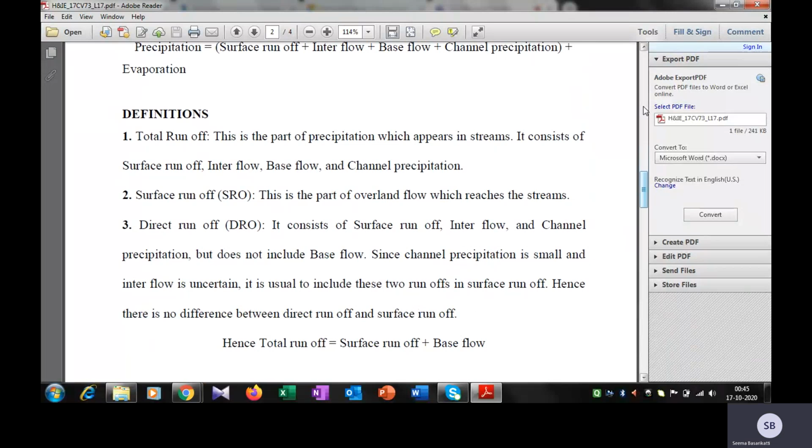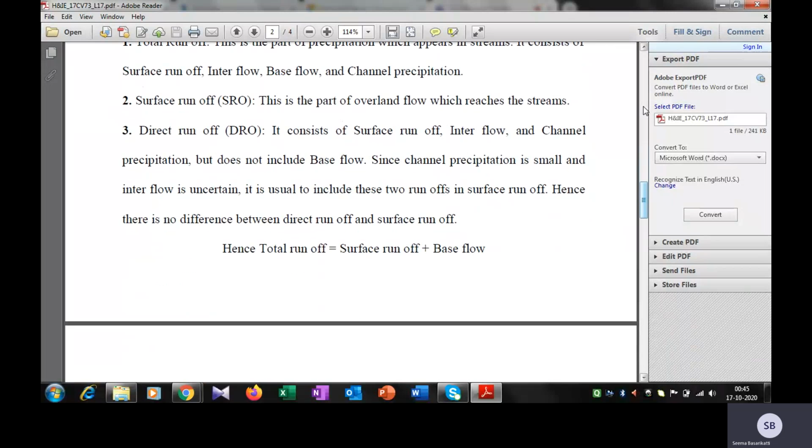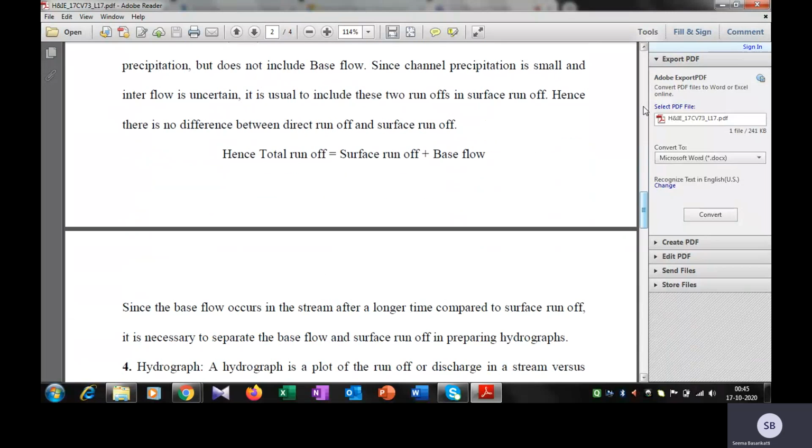The next definition is direct runoff, which is termed as DRO. It consists of surface runoff, interflow, and channel precipitation, but it does not include base flow. Since channel precipitation is small and interflow is uncertain, it is usual to include these two runoffs in surface runoff, and hence there is no difference between direct runoff and surface runoff.